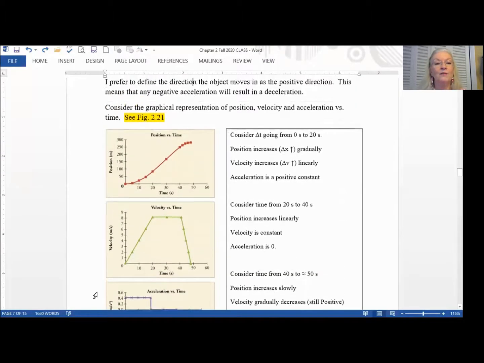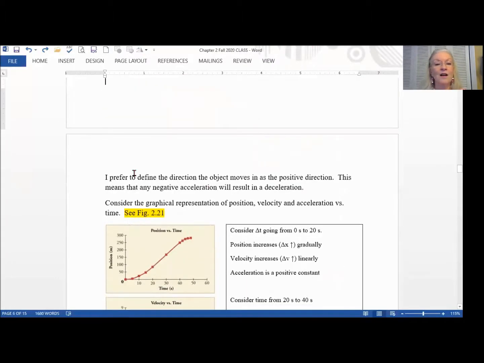So we will define the direction your object moves in. Usually we're going to prefer to define that as the positive direction. What that means is that any negative acceleration will be a deceleration and you'll slow down.